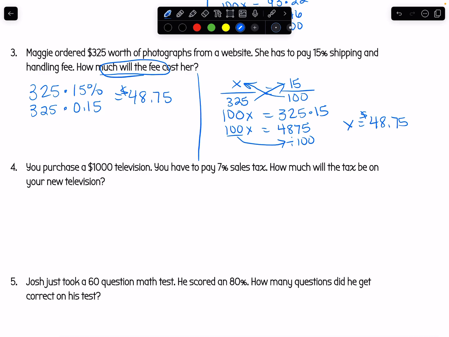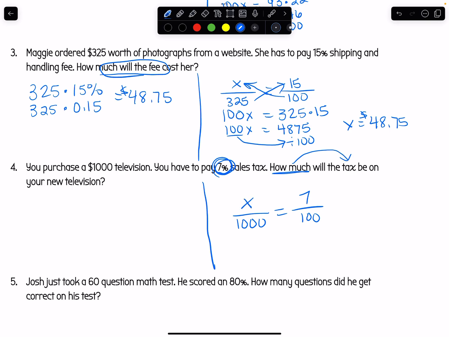Number 4, you purchase a $1,000 television. $1,000, that is my full fee. So that's 100%. I have to pay a sales tax, so that's 7% up there. How much will the tax be? Since the tax is 7%, I do not know what that is. That's how you'd set that up.